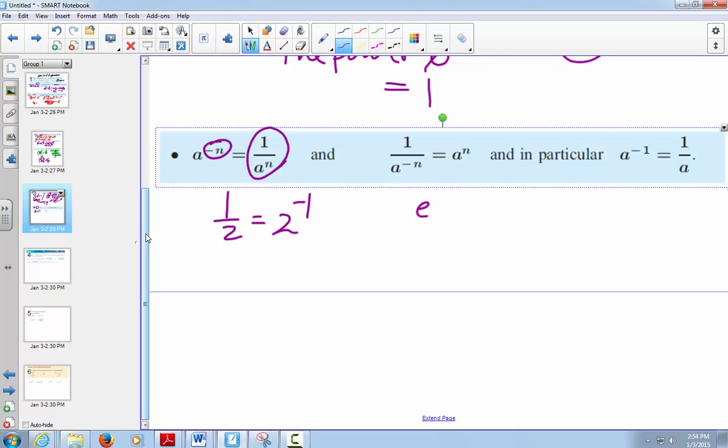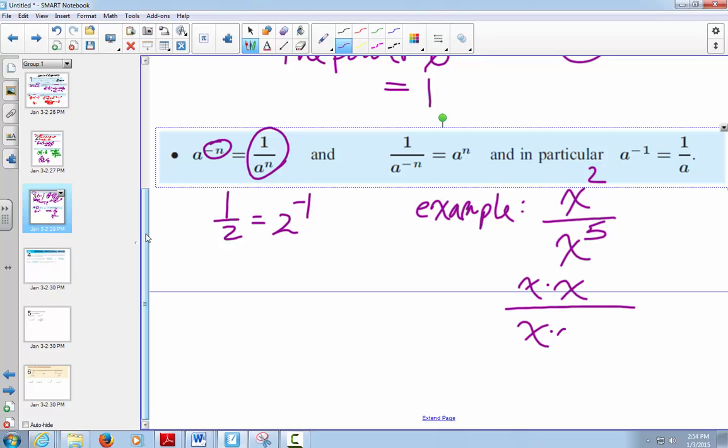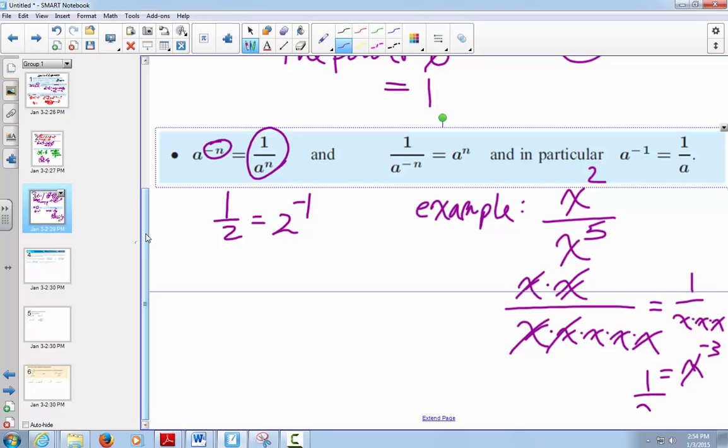Let's try an example using letters. I have x squared divided by x to the fifth. We write that out the long way. We get x times x over x times x times x times x times x. That cancels with that. That with that. It leaves me with 1 over x times x times x, which is 1 over x to the third, or x to the negative 3.